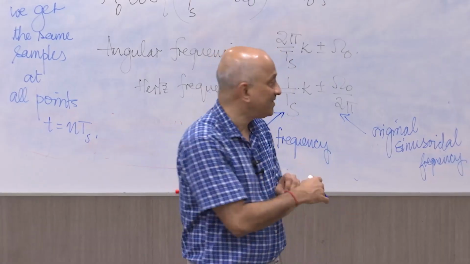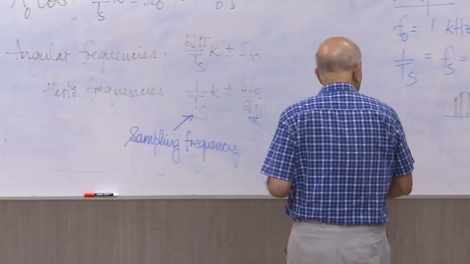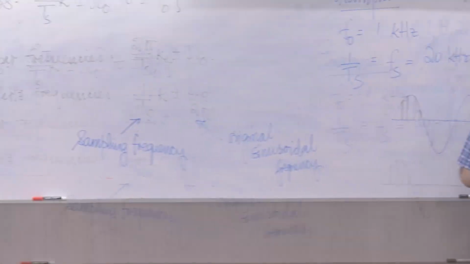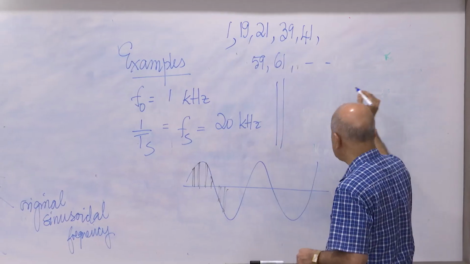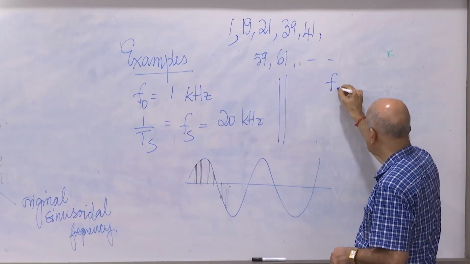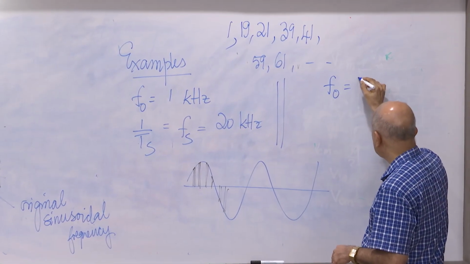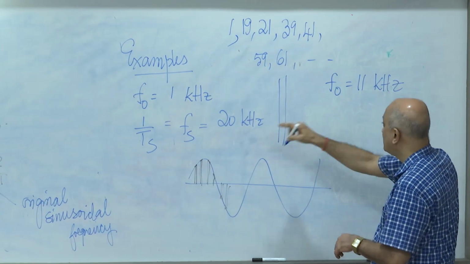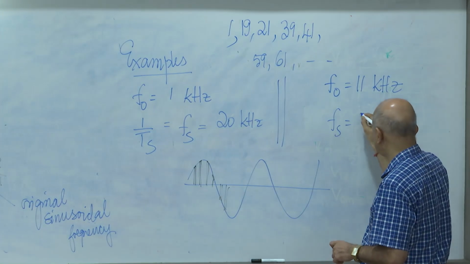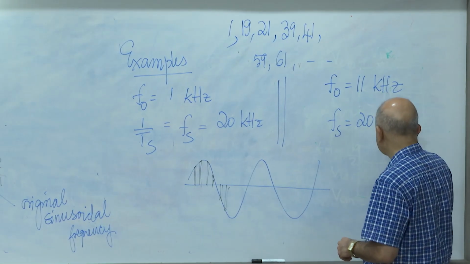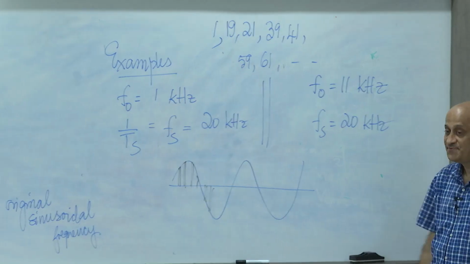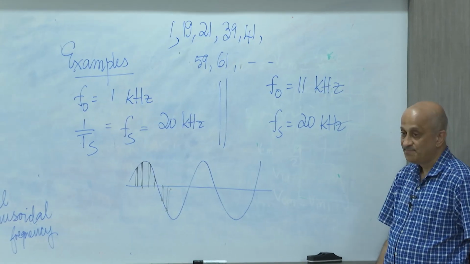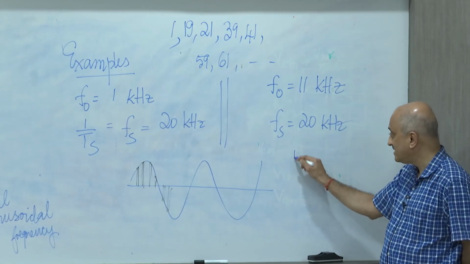But now let's take a different example. Let's take a separate example. Let's take f naught equal to 11 kilohertz and let's keep Fs equal to 20 kilohertz. Now list the frequencies and tell me which frequencies would appear. Start listing them. Of course, 11 would appear, yes.